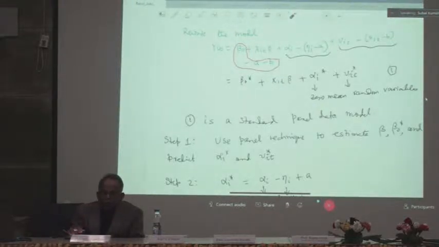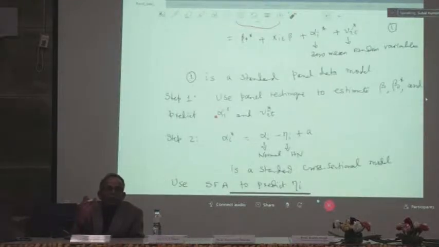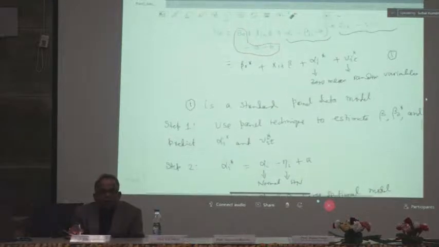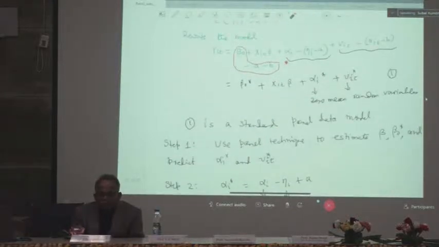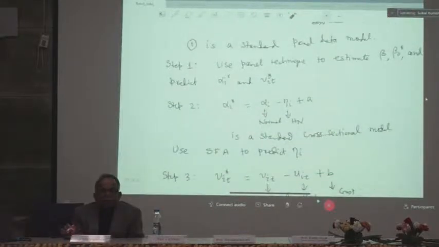Okay. And then again in step 2, since the computer will give me prediction of alpha_i star, that means it will predict what value of alpha_i star is, that means you can think of this as a known number, known variable. Right? So what is alpha_i star? Remember the definition of alpha_i star is this: alpha_i minus eta_i minus A. Right? So I'm just writing it like this: alpha_i star is equal to alpha_i minus eta_i plus A. I took the bracket out.